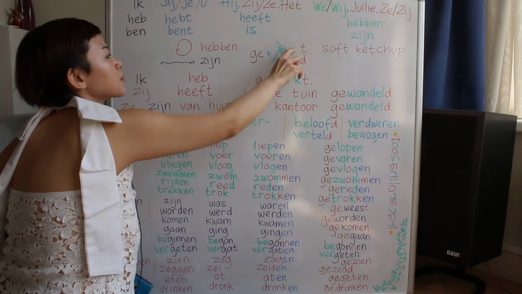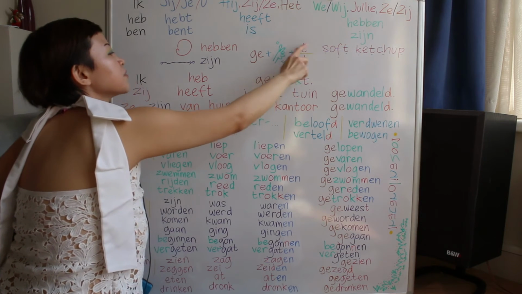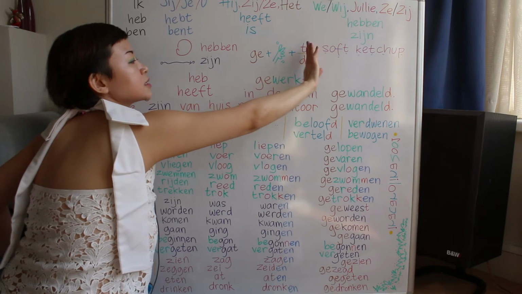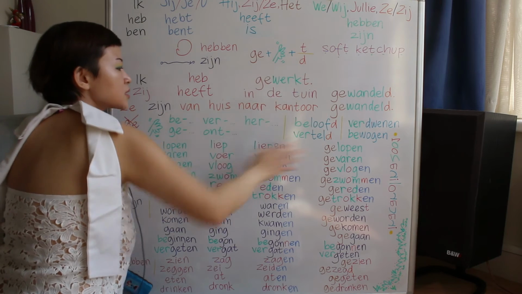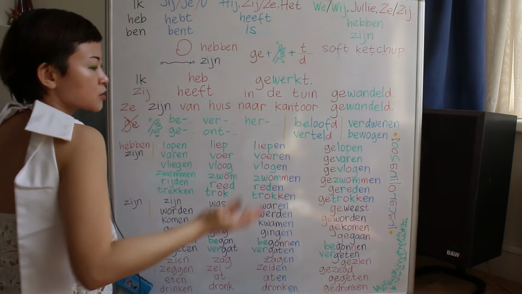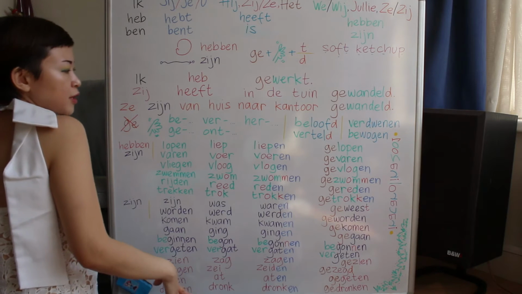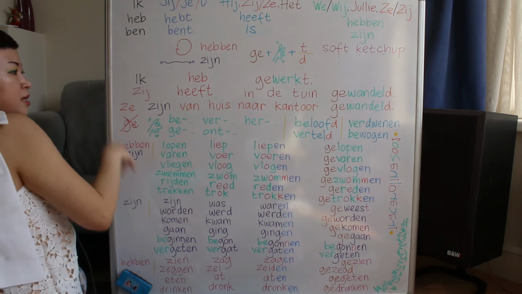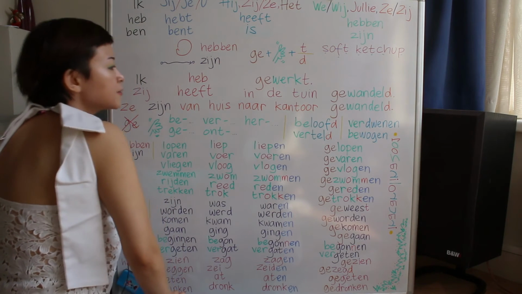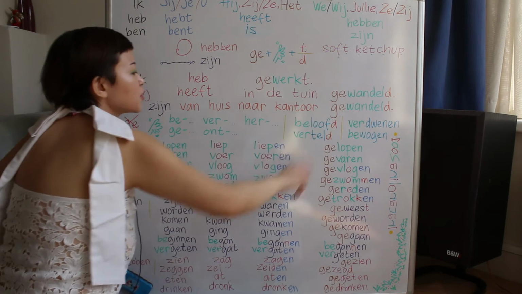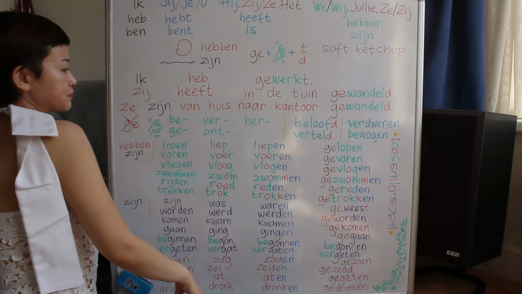If it ended with the letter this one, we put the T. If it ended with a letter not this one, the other letters, we put D. But there's really lots of words that are irregular. And irregular that doesn't have the ge is two of them, verdwenen and bewogen. This is ver and be.